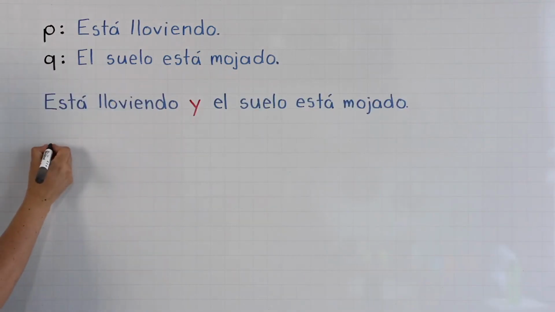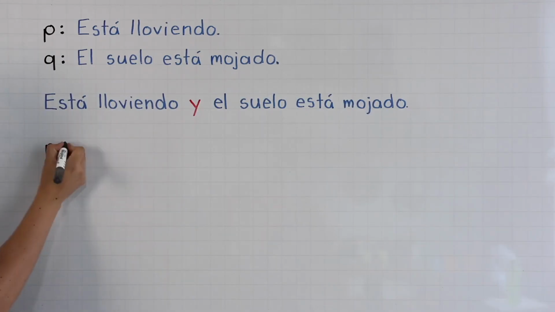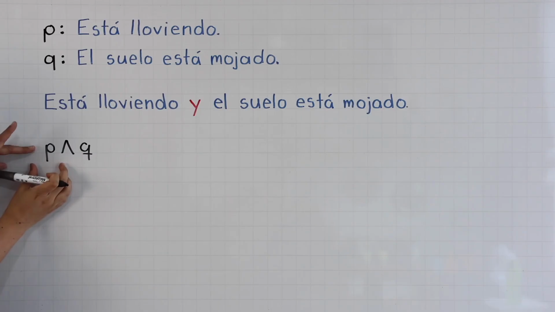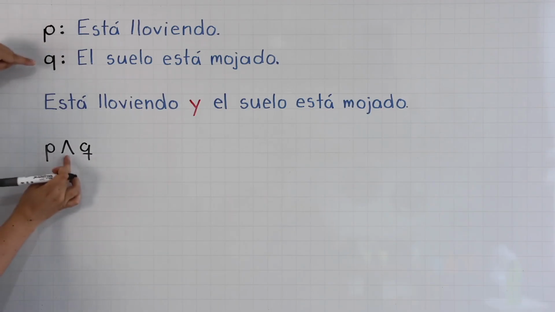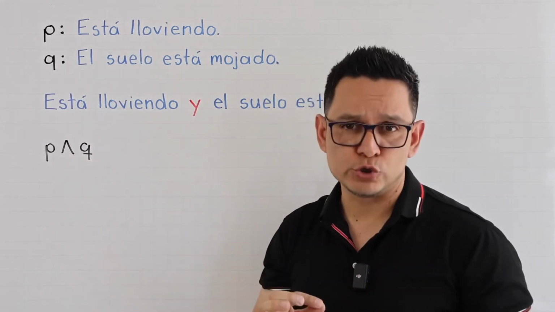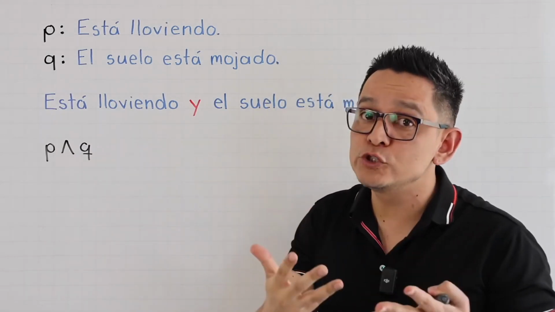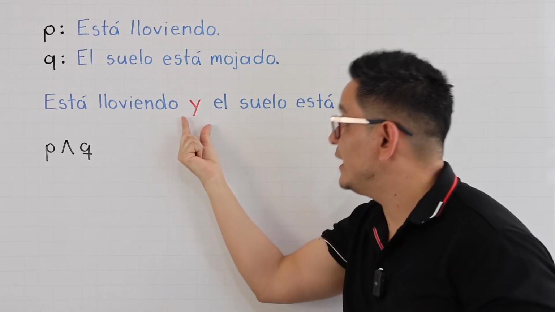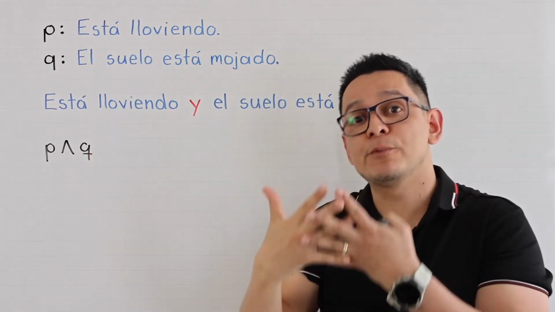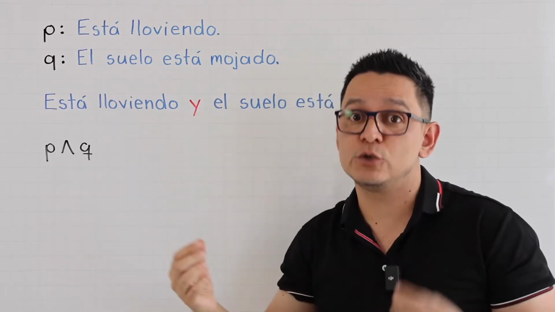Symbolically we can write it like this. We write P, we put this symbol, and we write Q. Here, I'm already representing "it's raining" and "the ground is wet." This is called a conjunction. As you can see, the conjunction is the logical connector "and," which is symbolized like this and is used to join propositions and form compound propositions.